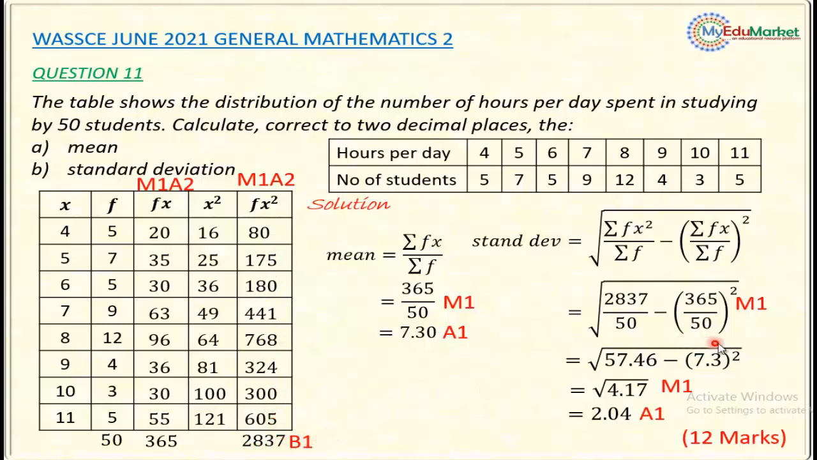And the next mark is where you substitute in the formula for standard deviation. If you have substituted your summation fx square, summation fx, and summation f correctly, you have the method mark. And trying to simplify this up to the last, you have the method mark 1 also, and the accuracy of your answer. If you have answer exactly 2.04, you have another 1 mark. Make it a total of 12 marks in this very question.